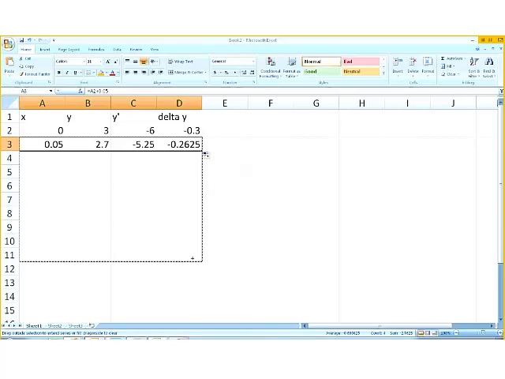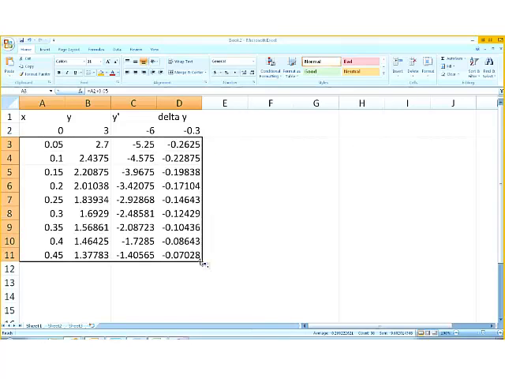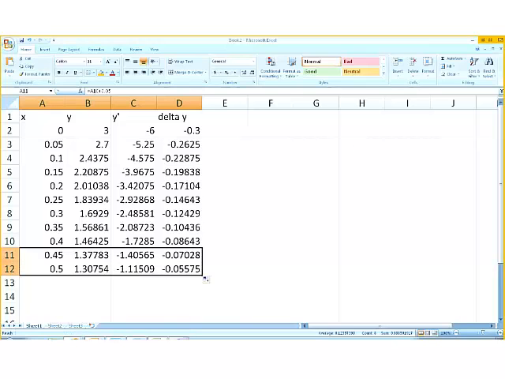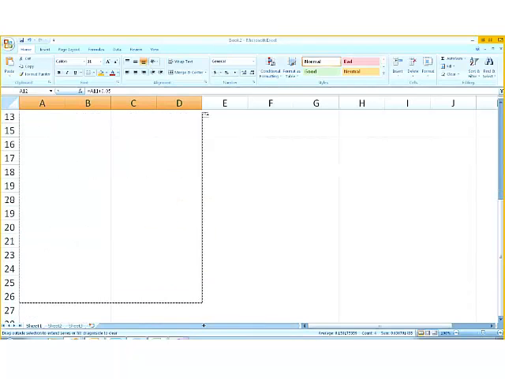And if I go down, I think 11, actually I want to go one more, 12. You see I started at 0 and I've ended up at 0.5, which is 0.05 times 10. And you can see that the Y value has decreased. The derivative is getting closer to 0. The delta Y is getting less. So that's the problem. Let's go ahead and highlight it and kind of extend it down further, because we're going to plot this thing, see what it looks like.